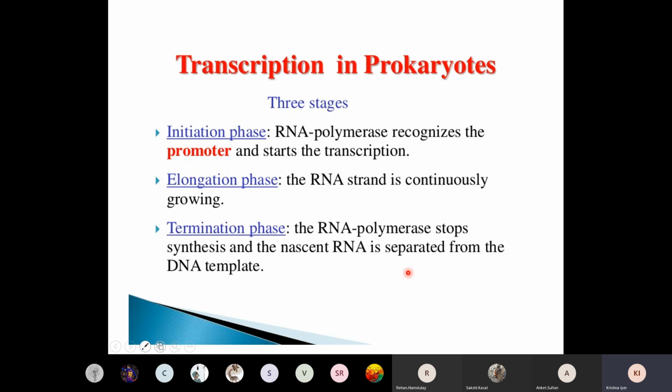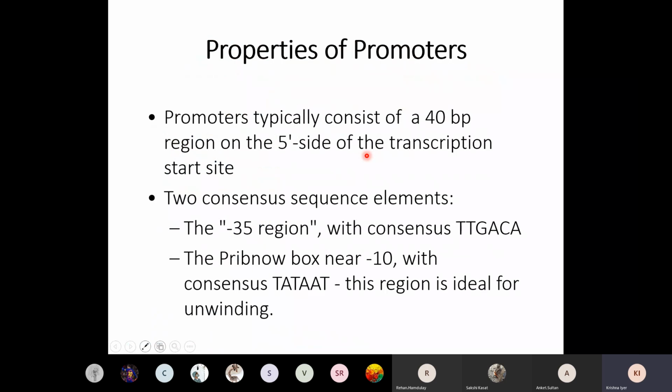So let us begin our discussion with the initiation phase, where we talk a little bit about promoters and how they help in the start of the transcription process. In prokaryotes, the promoters are sequences which are about 40 base pairs long, and they are on the 5' side of the transcription start site.